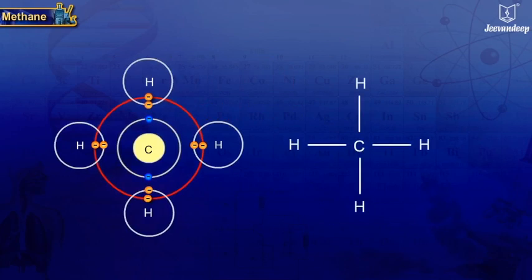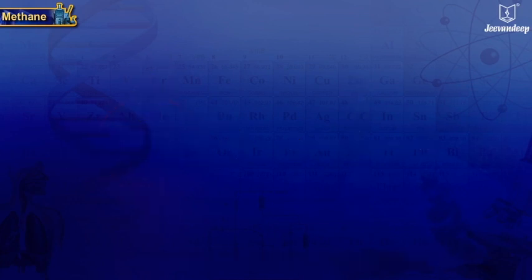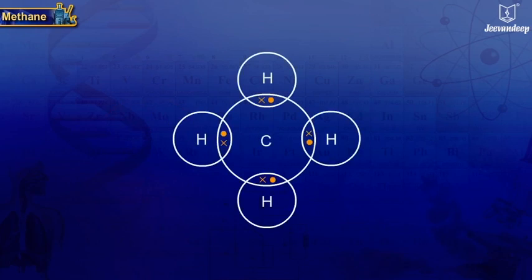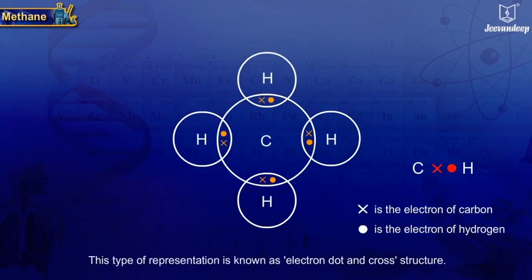In this process, 4 C-H bonds are formed. Bonds formed by sharing of electrons are known as covalent bonds. A single covalent bond is formed by sharing of 2 electrons. In this structure, the electrons of carbon are represented by a cross and the electrons of hydrogen by a dot. This type of representation is known as electron dot and cross structure.